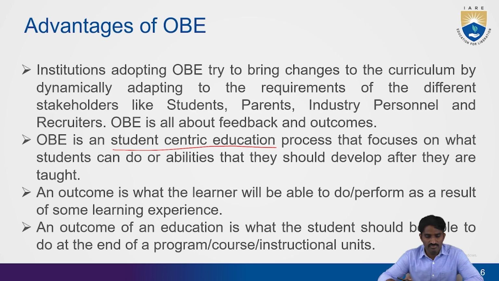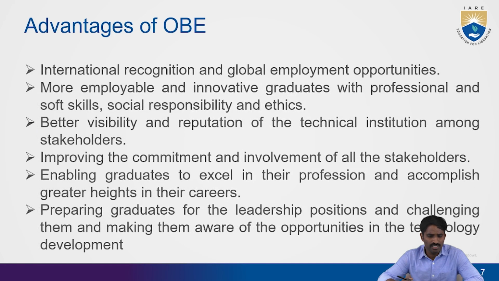The third one is that an outcome is what the learner will be able to do or perform as a result of some learning experience, because throughout the course he will have some learning experience. Based on that learning experience, what the learner or the student will be able to do is also one of the important points in this outcome based education system. There are many advantages.